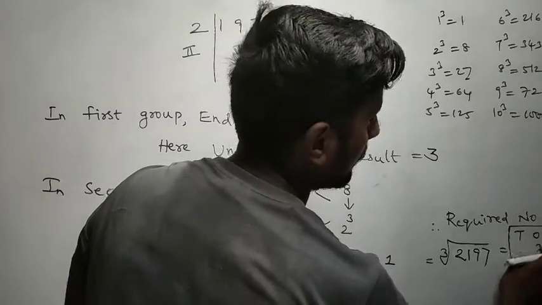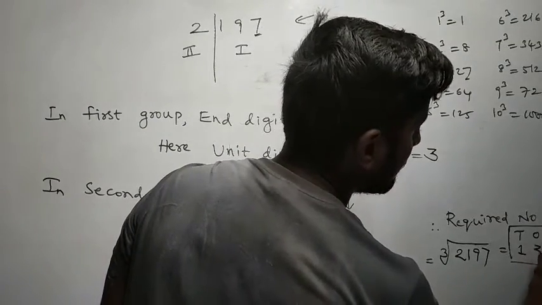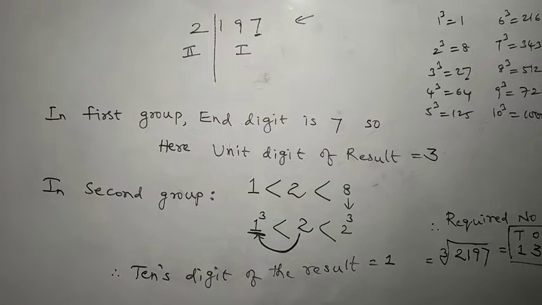2197. Yeah. Now look at this. The tens digit is 1, the first digit is 3. So the cubic root of 2197, the answer is 13. You can cross-check, no issue. 13 times 13 times 13 gives the answer 2197. Okay. We'll see one more example.